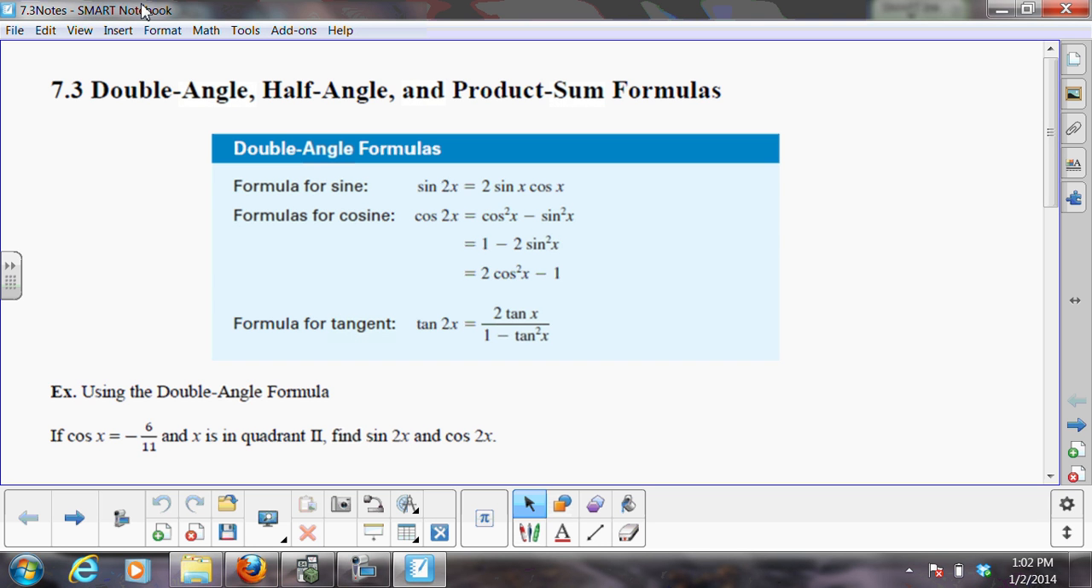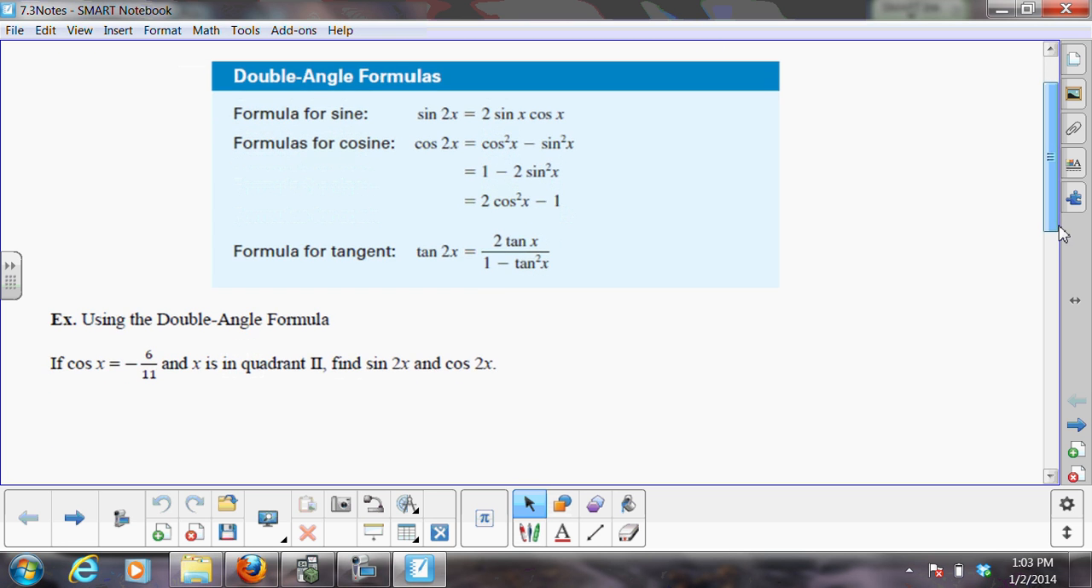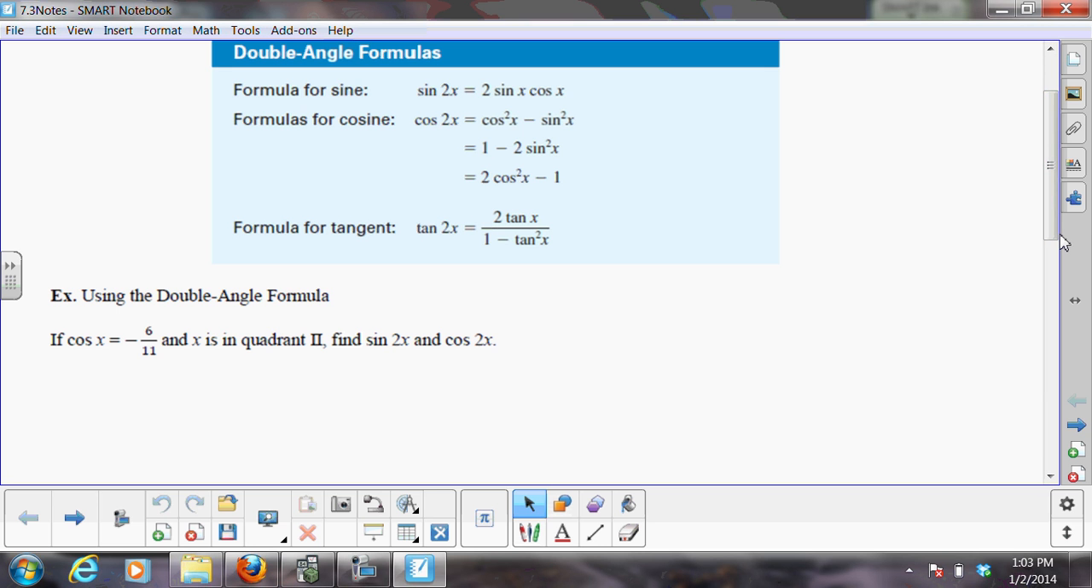There are 3 for cosine. You get to choose whichever one you want to use. Usually from whatever's given there's a better choice of formula to use. So we're going to start with an example.